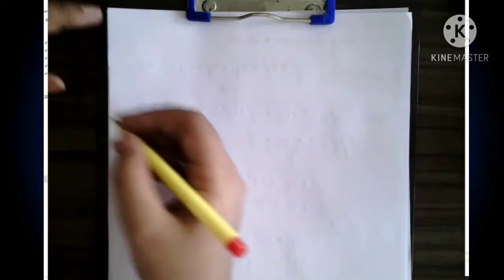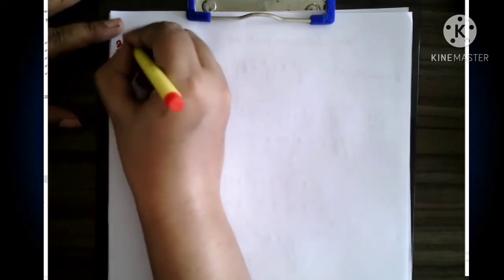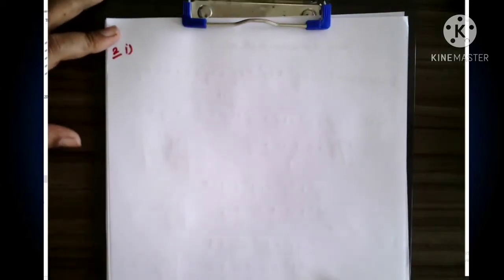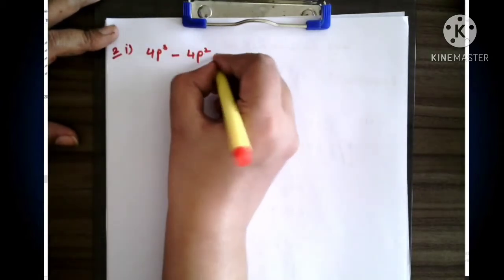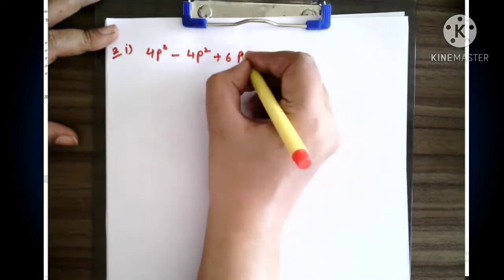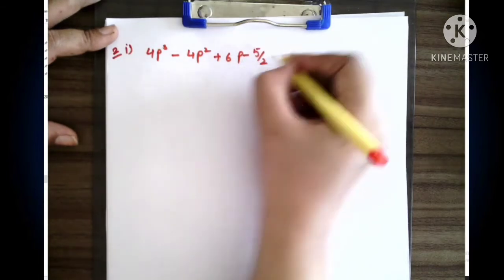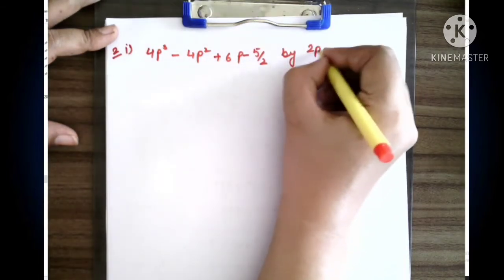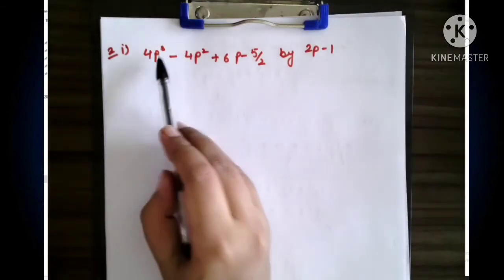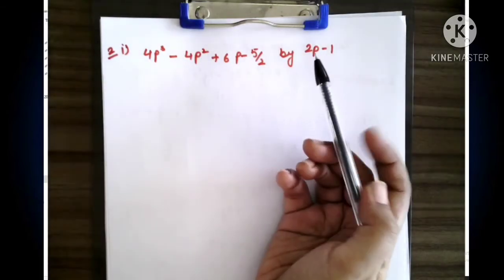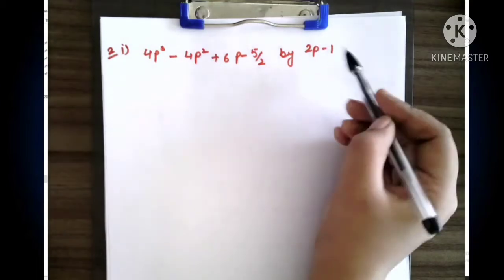Okay, so let's start with your first question, meaning the second question's first part. The first part is: divide 4p cube minus 4p square plus 6p minus 5 by 2, by 2p minus 1. I told you the first step: very first you have to check whether it is in the standard form or not. Power 3, 2, 1 and 0. That means it is in the standard form.